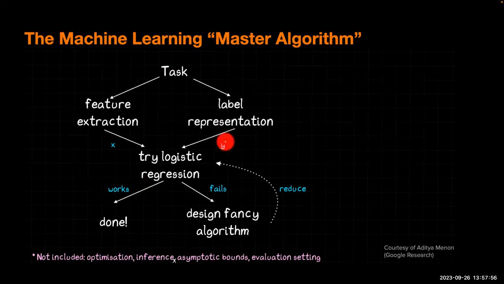And if it does not work, repeat: find other features, and then do the logistic regression, and hopefully done. If you try a few times and it does not work, then you might want to do a neural network or a Gaussian process and so on. Right.